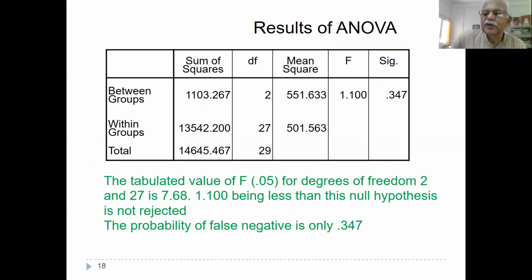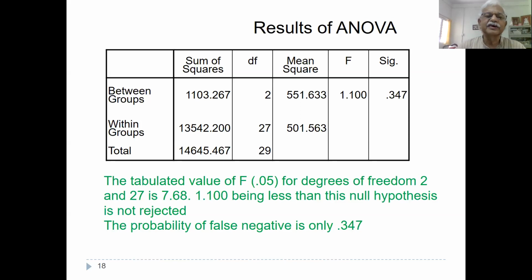And this is what we call the ANOVA table. Your computer output will produce a table like this. Here, there are 3 rows: between groups, within groups, and total. Total refers to the total sum of squares. Degrees of freedom is total number of observations minus 1. In our example, total number of observations is 10 plus 10 plus 10, 30, minus 1, so 29.